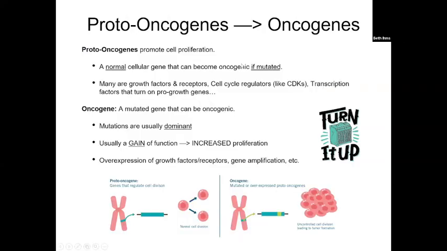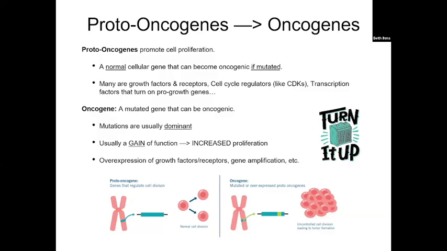So, back to the meat. Proto-oncogenes. Again, a proto-oncogene is a normal host gene that promotes cellular proliferation. It's normal. If it's mutated, it can become oncogenic. A mutated proto-oncogene, we call it an oncogene. It's not proto anymore. Proto means like a baby gene, onco being cancer. Now it's a cancer gene.